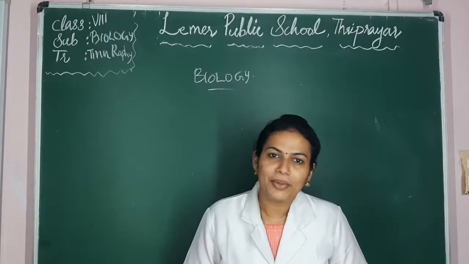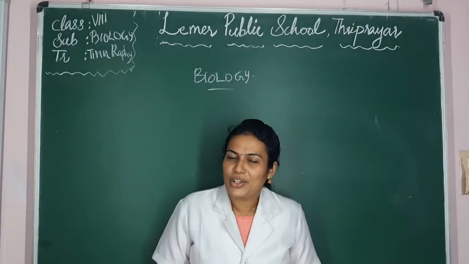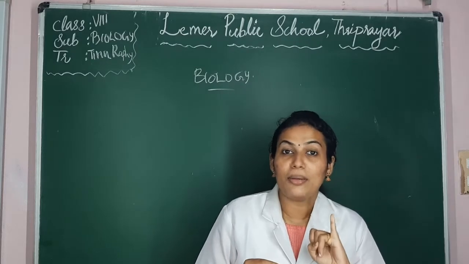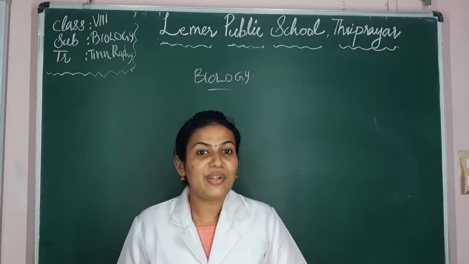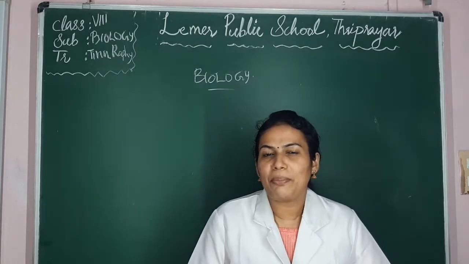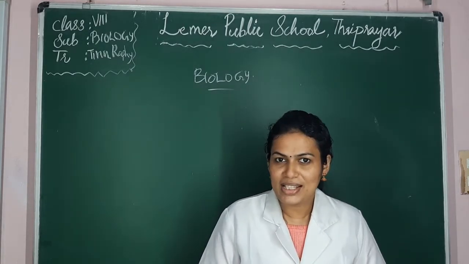So in the ninth chapter we have covered a few main topics. The first one we learned was about the mode of reproduction. So dear children, which are the two modes of reproduction? Yes, asexual reproduction and sexual reproduction, isn't it?